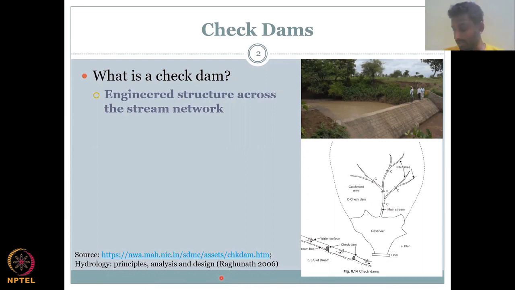It is an engineered structure across the stream network. It is not parallel, perpendicular to the flow of the stream, river, etc. If it becomes a large river, then it becomes a dam. So just think about the size. You're not concentrating on a big river, maybe small rivers and river networks, stream networks. It is possible. These are also low cost. You don't need to clear the land.